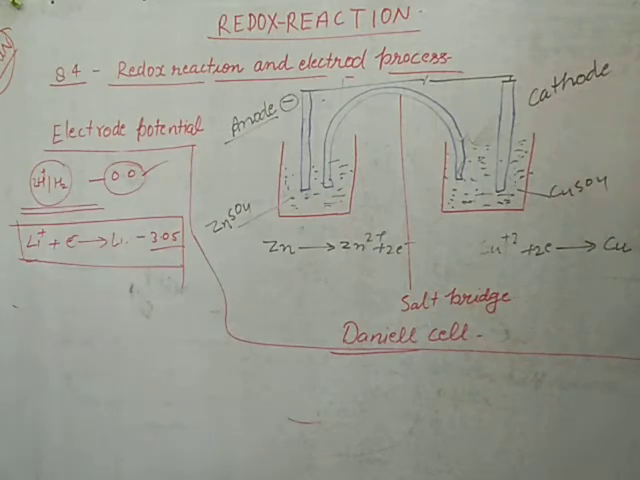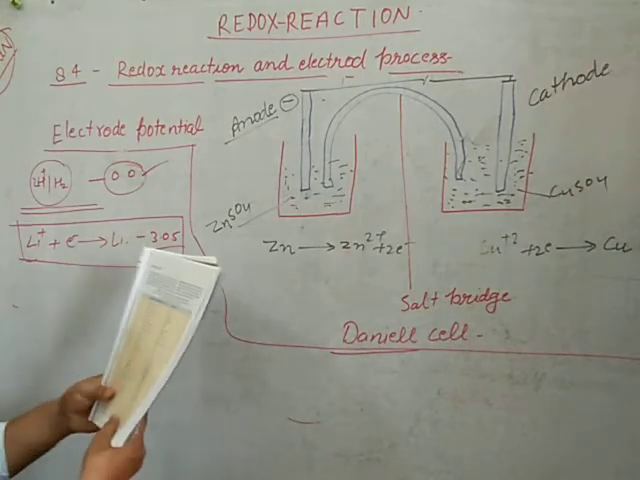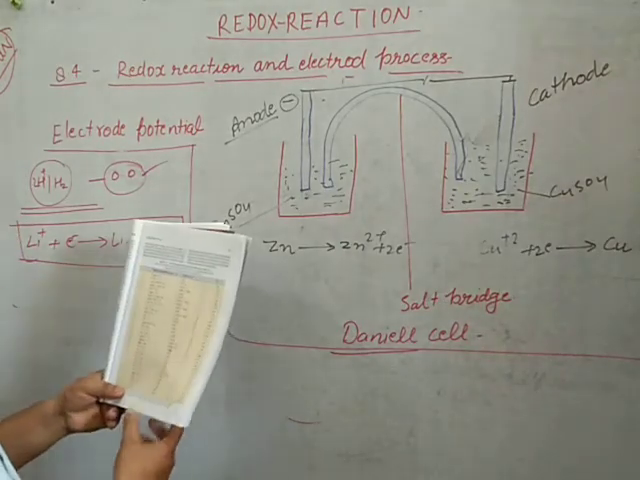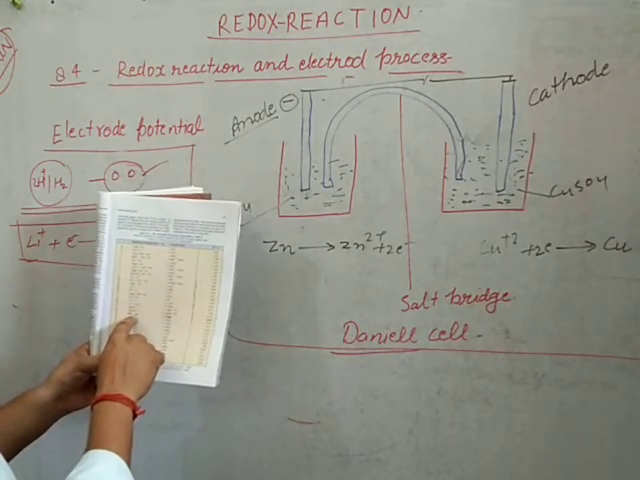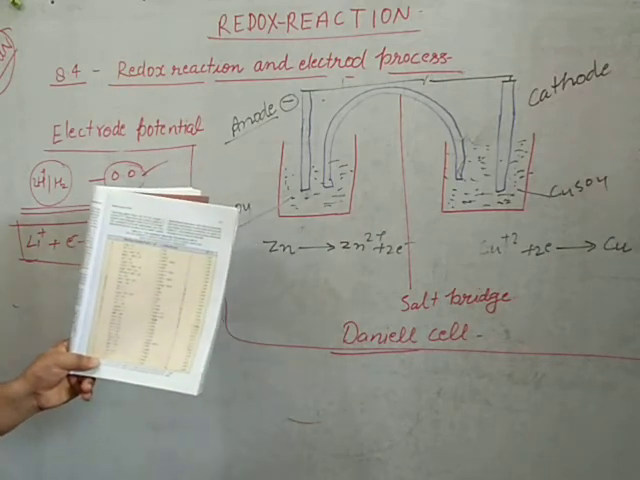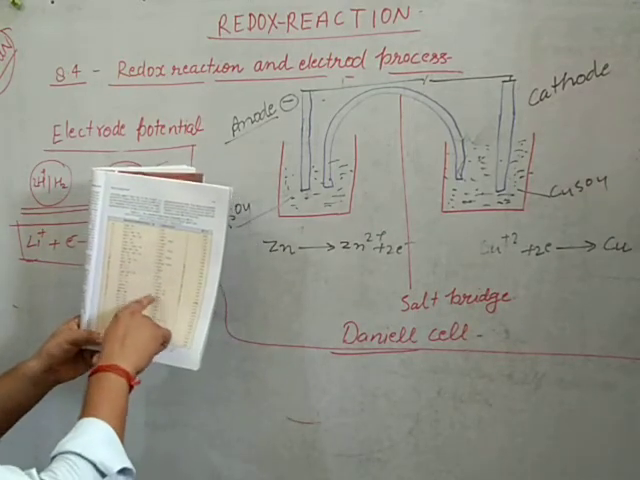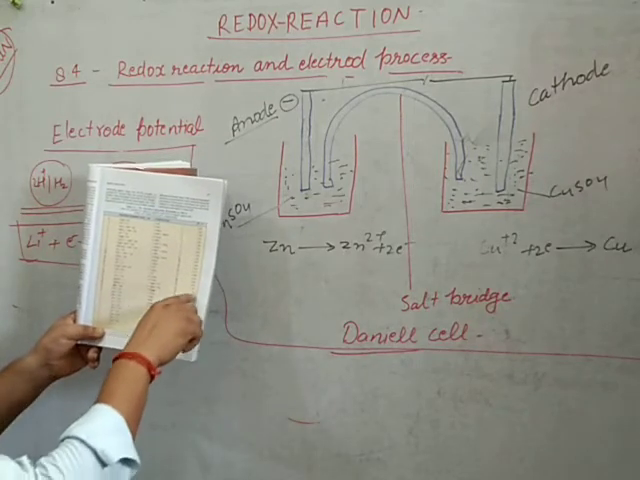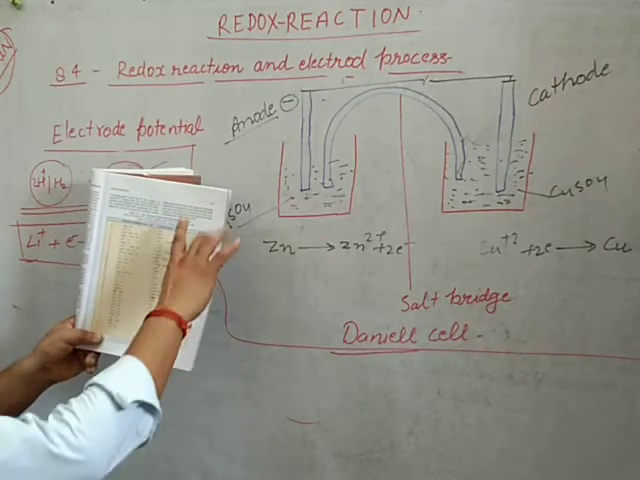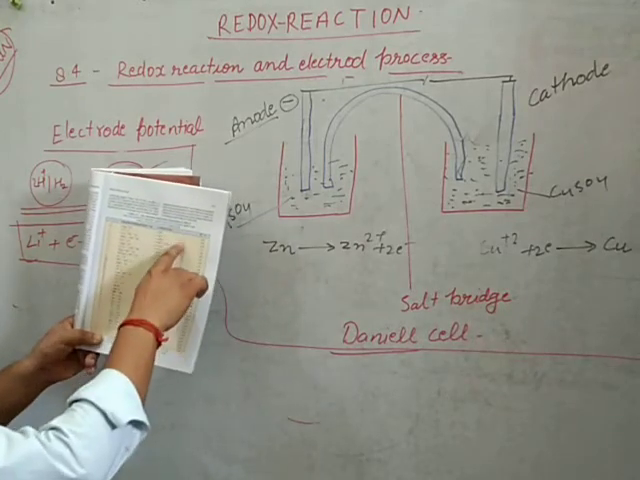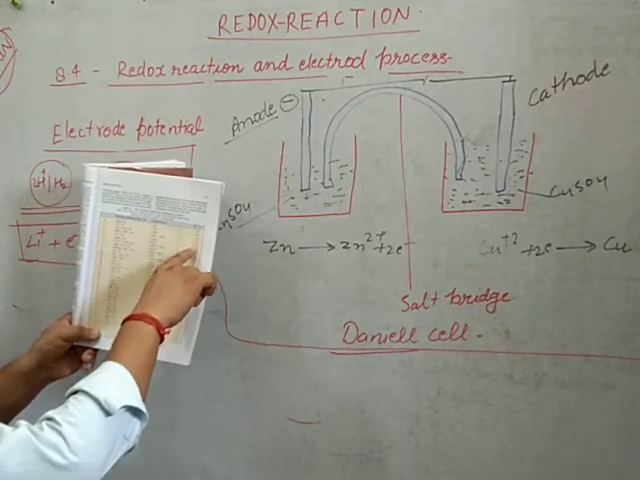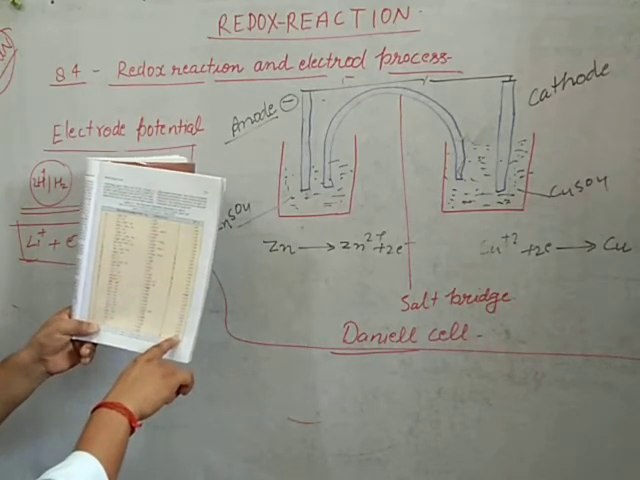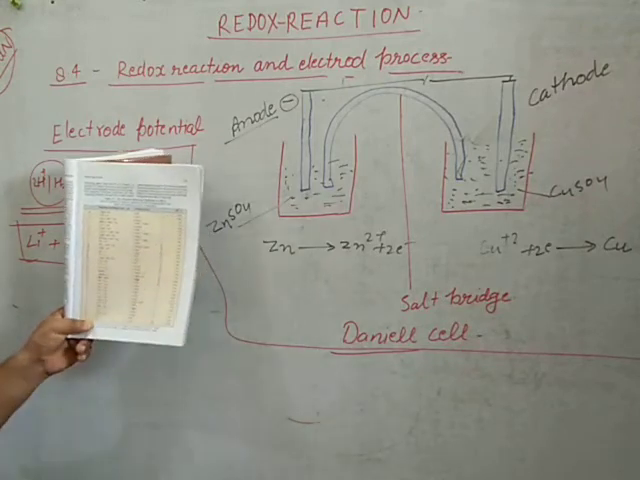Another example we can take from the book. I have the book here. You may see hydrogen here: 2 H plus plus 2 electrons changing to H2. The value is negative on the downside and positive on the upside. One arrow is shown here: increasing strength of reducing agent. As the value decreases, the reducing strength will increase.